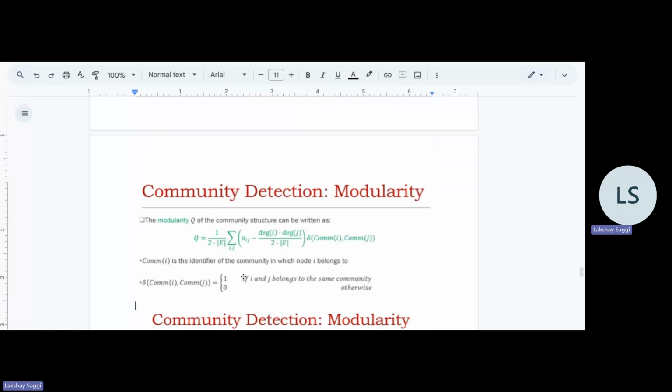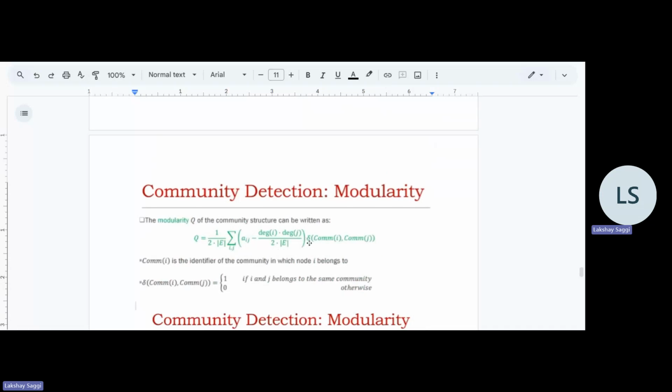All of its derivation was also discussed in the lectures, but maybe you can see the lecture videos for the derivation. I'll just stick to describing this mathematical formula. So what it's saying is 1/2 divided by the number of edges, and then you sum up over all pairs of vertices. This aij value is one if there is an edge between i and j present in the real network, and zero otherwise, minus degree of i times degree of j divided by 2 times the number of edges, and then you multiply this term by delta of community of i, community of j.